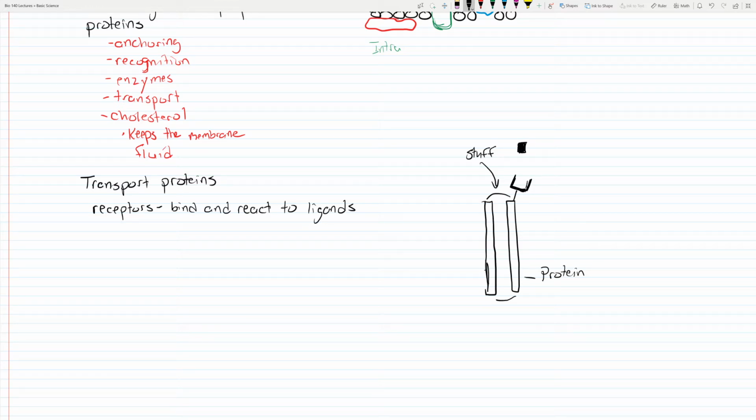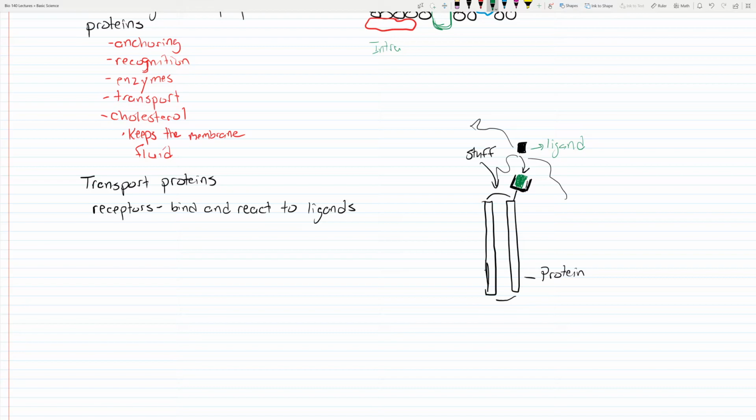Now, when stuff bumbles around, and stuff is going to be moving in any direction whatsoever, some of that stuff is going to get stuck in that spot on the protein. That spot is called a receptor. Okay, and when stuff activates a receptor, it is called a ligand. Okay, this is a ligand. And a ligand is something that will bind to and activate or turn off a receptor itself.